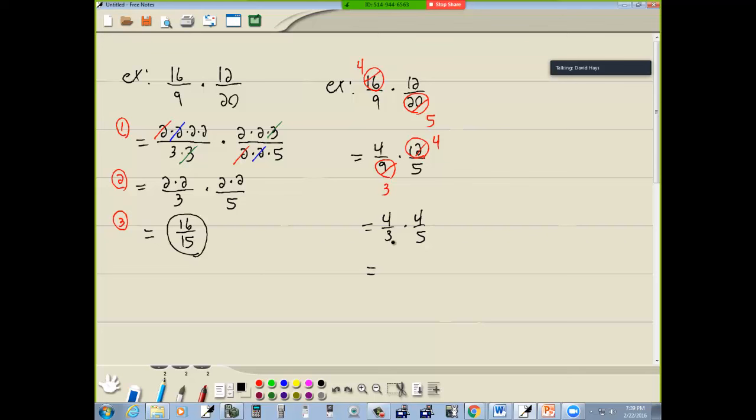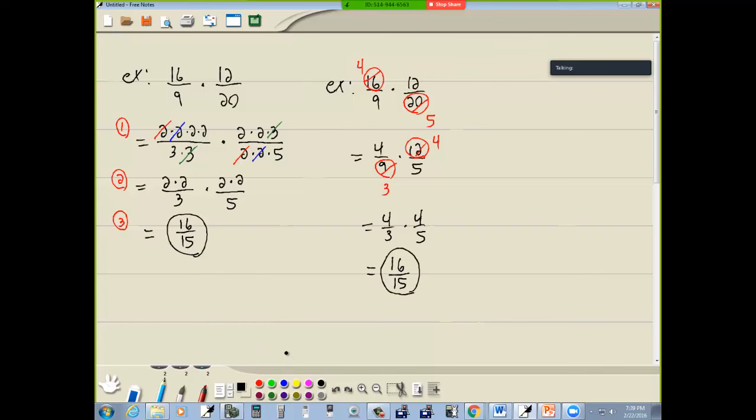Now there's nothing else I can simplify, so I multiply the top parts, the numerators. 4 times 4 is 16. And the bottom parts, 3 times 5 is 15. And that'd be our answer. Again, this method works out pretty well if you can look at the numbers and see what they're both divisible by.